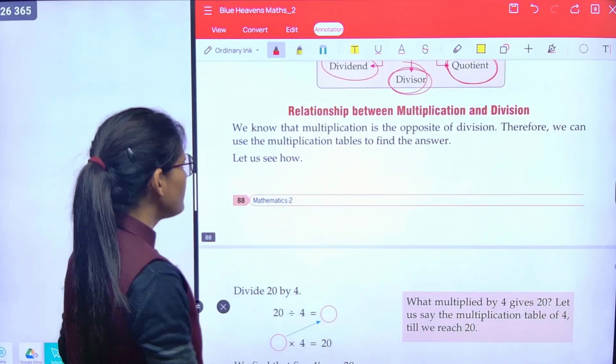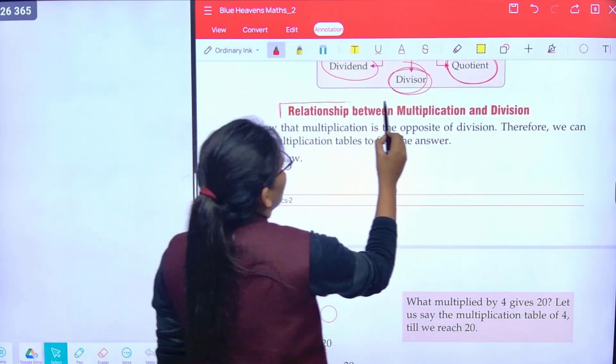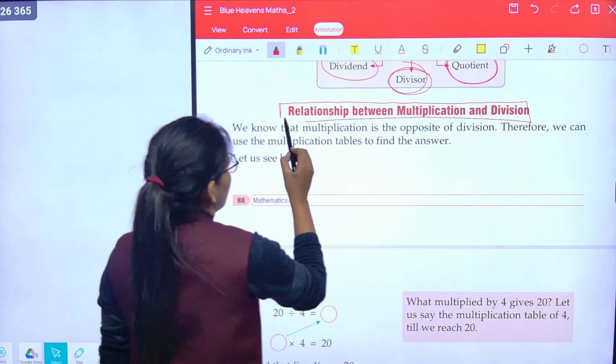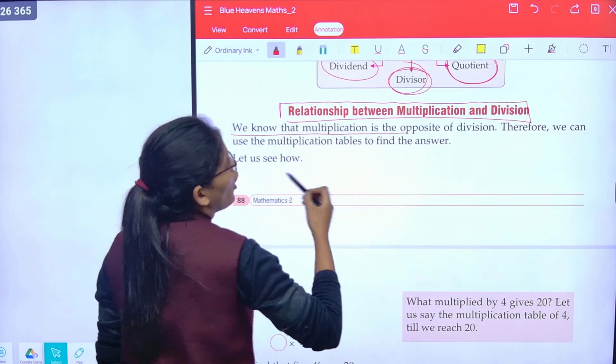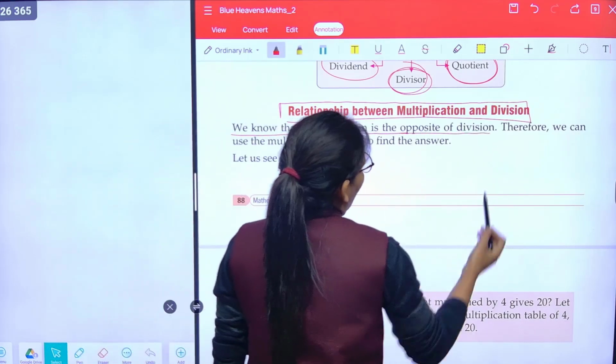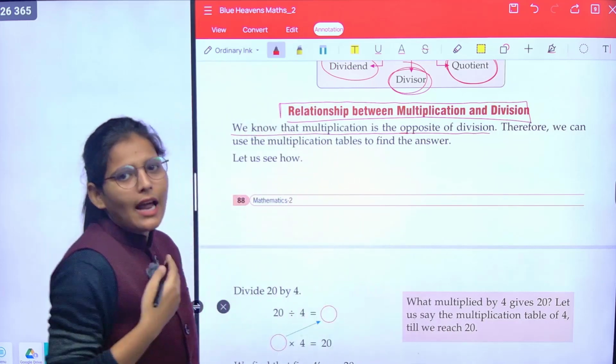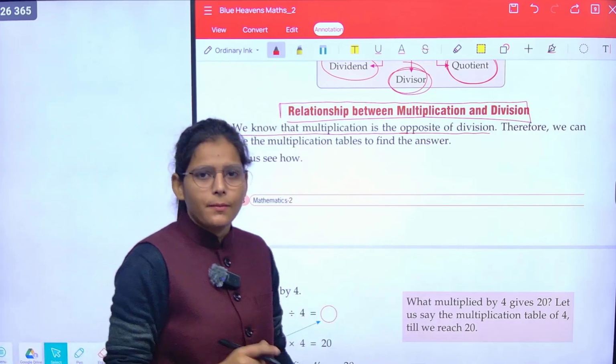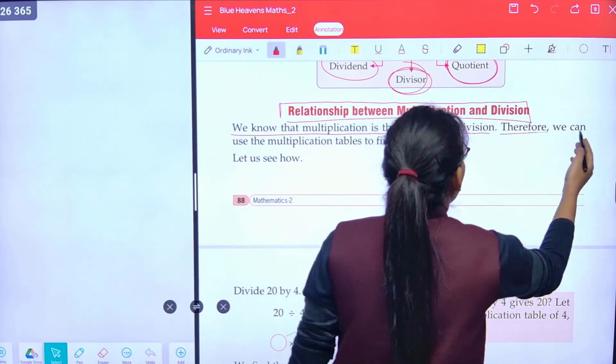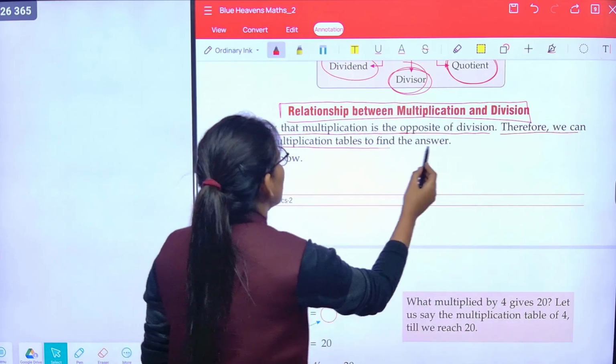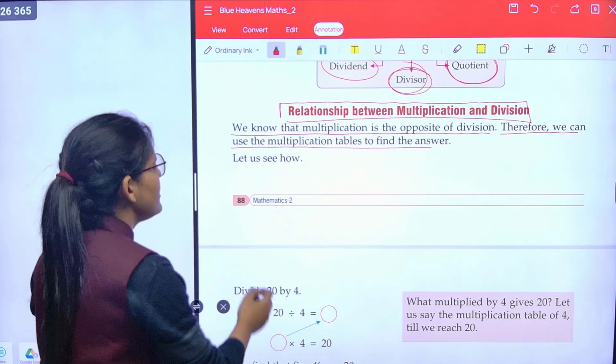Okay. Now relationship between multiplication and division. We know that multiplication is the opposite of division. Multiplication is a repeated addition and division is a repeated subtraction. Therefore we can use the multiplication tables to find the answer. Let us see how.